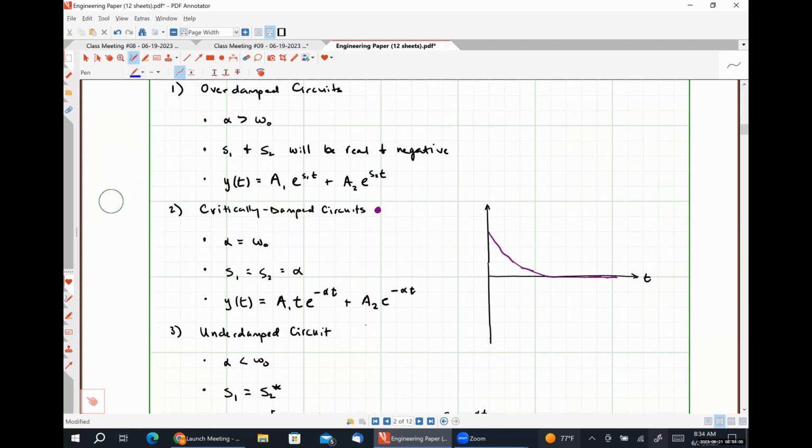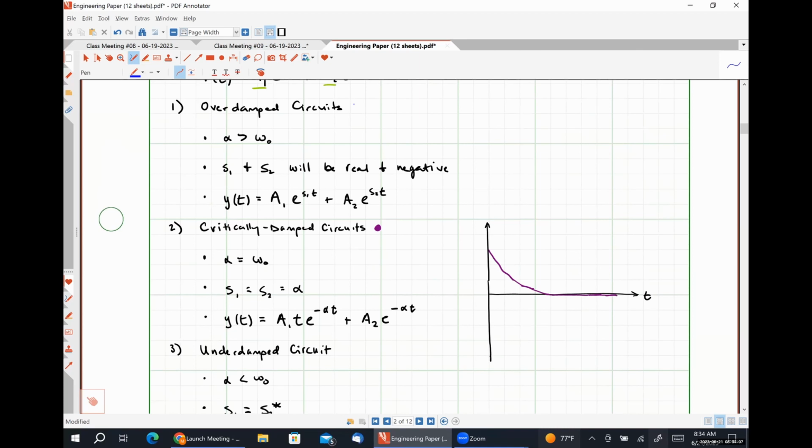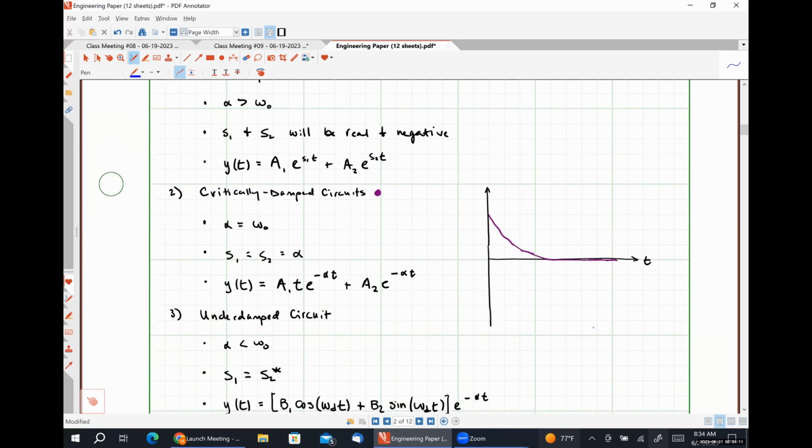Now let's talk about an overdamped circuit, which I'm going to do in blue. It's going to look effectively the same, but it's going to take significantly more time to hit its final value, or in the case of our system, to lose all of its energy, right? So it gets there, but it gets there much more slowly.